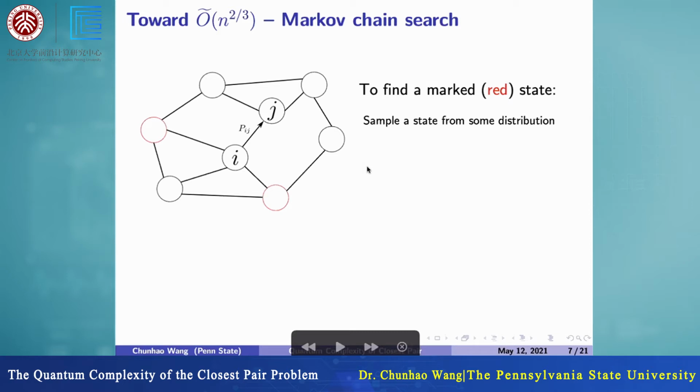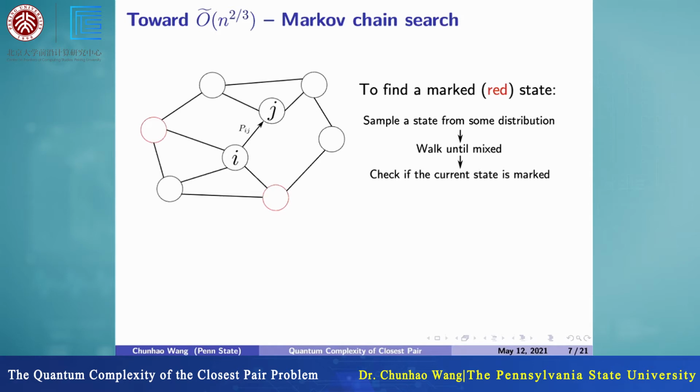Okay. Then you perform the random walk. You walk until you get mixed. By getting mixed, I mean the distribution is approaching the stationary distribution of this Markov chain. Then you check if the current state is marked or not. If marked, then we're done. Otherwise, you just keep walking until the next mixing, and then you check. So what's the time complexity for this Markov chain search?